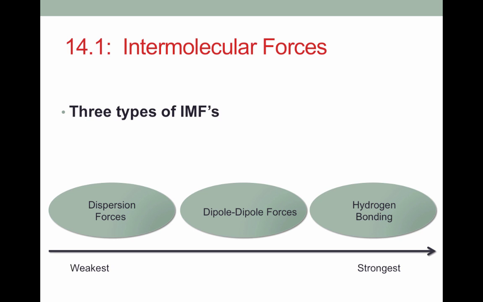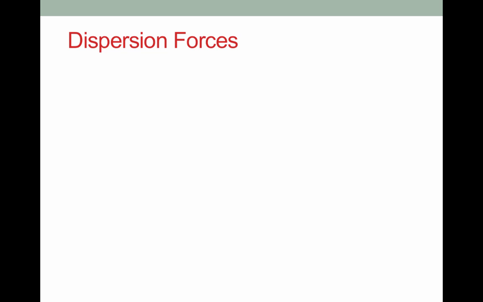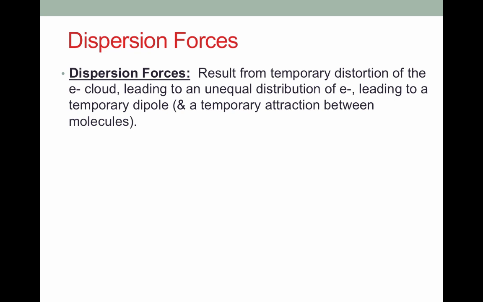All substances exhibit some form of intermolecular force. There's always some kind of force acting between the particles within a substance. However, these forces may be very weak dispersion forces, or they could be very strong hydrogen bonding. The secret to determining what kind of forces are acting is to determine how polar the molecule is. Let's start by looking at dispersion forces, the weakest of all the IMFs.